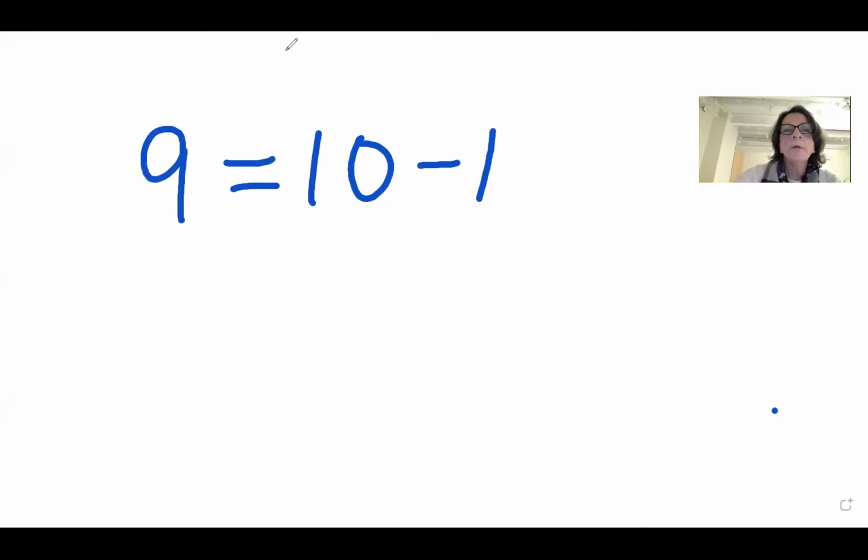Okay, so another way to say this besides 9 equals 10 minus 1, we can say 9 is the same as 10 minus 1. Well, is 9 the same as 10 minus 1? 10 minus 1 is 9. So yes, 9 is the same as 9. So that's a really important thing for us all to agree on before we start our lesson today.